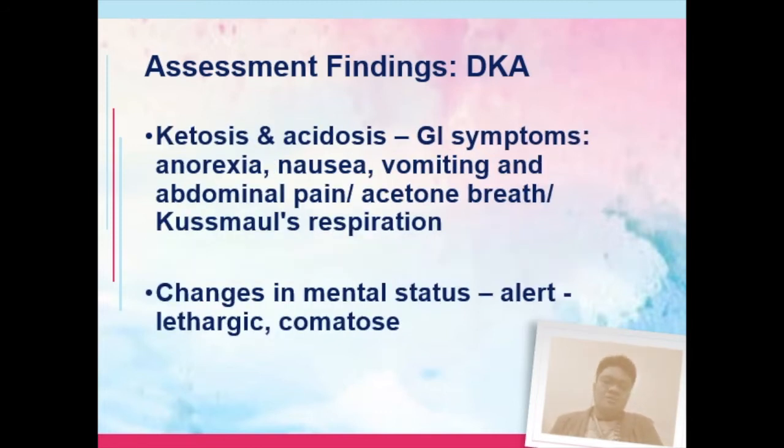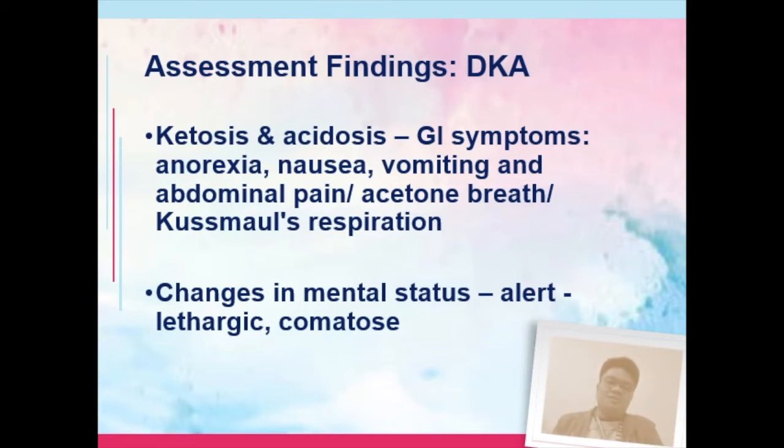Then you have ketosis and acidosis. So with this, GI symptoms will become prominent: anorexia, nausea, vomiting, and abdominal pain. Now, the acetone breath there is related to the increase of ketones in the bloodstream. So take note, your ketone is of the same family as your acetone.